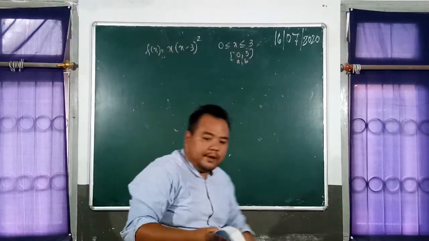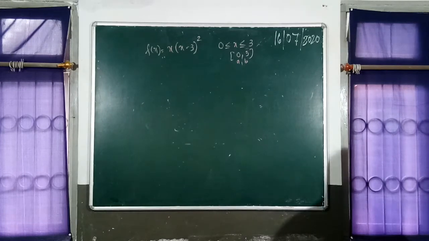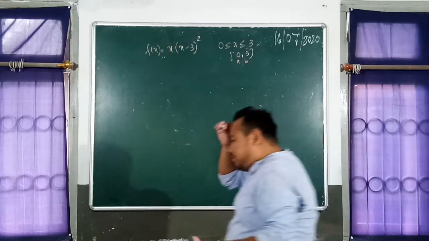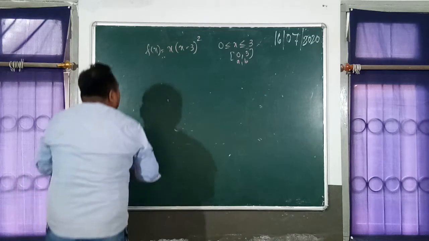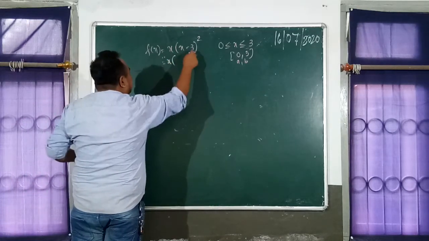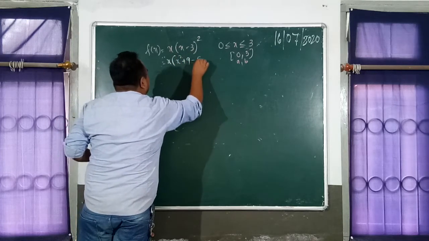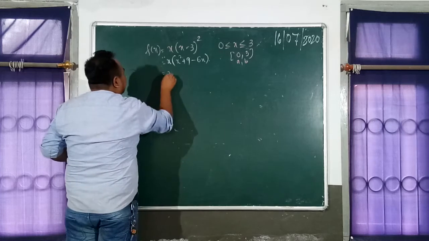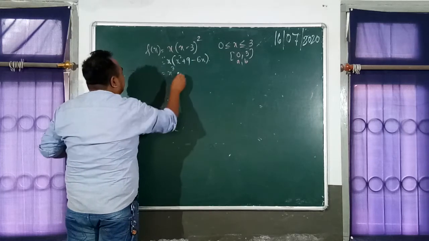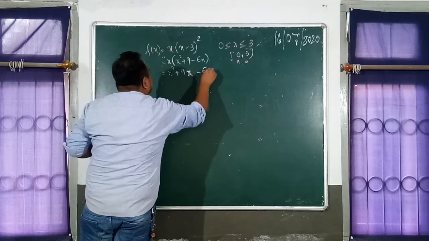Whenever you see a polynomial, you have to simplify the function first so that the differentiation becomes simple. So simplify this (a - b)². It's going to be a² plus 3² is 9 minus 2 times 3 times x, that is 6x. So open the bracket. What do you get? x³ + 9x - 6x².